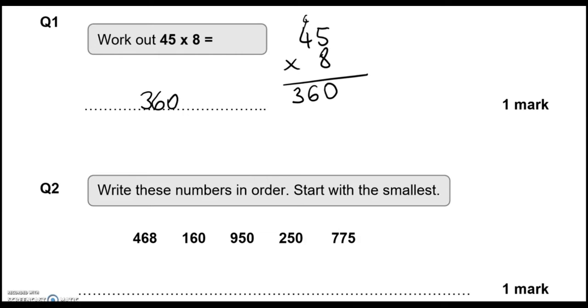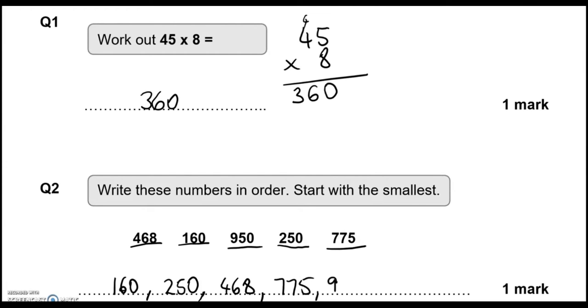Write these numbers in order, starting with the smallest. So the smallest of them all is 160. Then we have 250. So we're looking at the hundreds. The smaller they are, the smaller the value of the number. Then we've got 468, 775, 950.